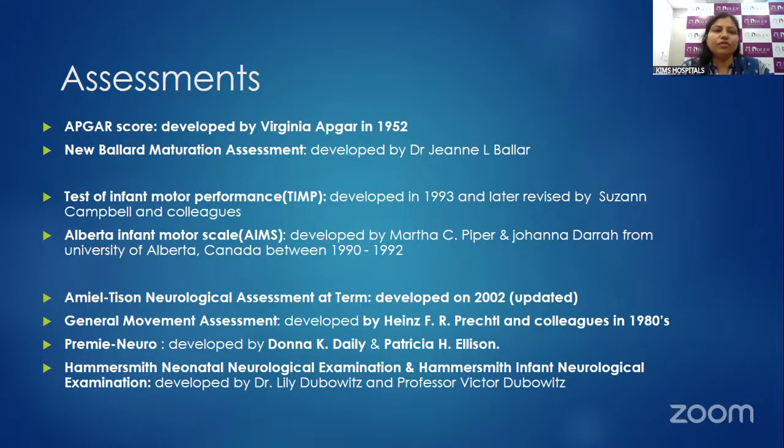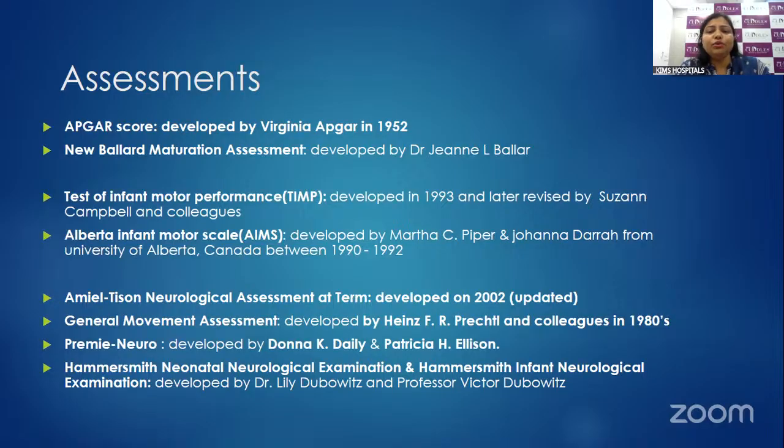That you will come to know from the Test of Infant Motor Performance, that is called TIMP, and the Alberta Infant Motor Scale, that is also purely on motor performance. The Alberta Infant Motor Scale was developed by Martha Piper and colleagues at the University of Alberta, Canada, between 1990 and 1992.